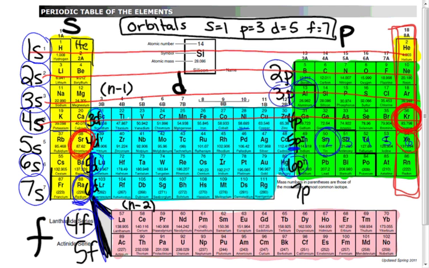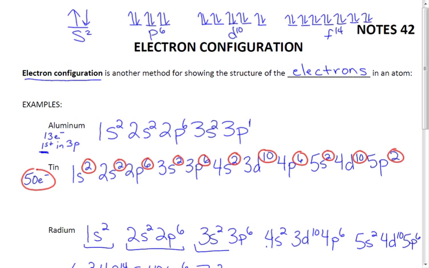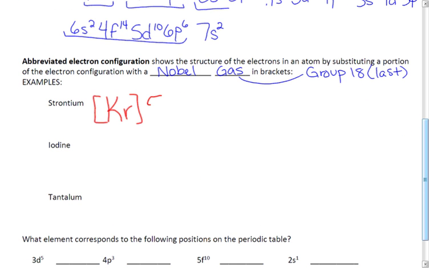So that means you start after Kr. We're going to start with 5s. And since strontium is in 5s, that's all I have to write. It's the second element, so that means that I'm going to put 5s2. If we wanted rubidium instead, it would have just been 5s1. So that's the abbreviated, sometimes called the rare gas configuration. So just a shorter way to get the same information across.